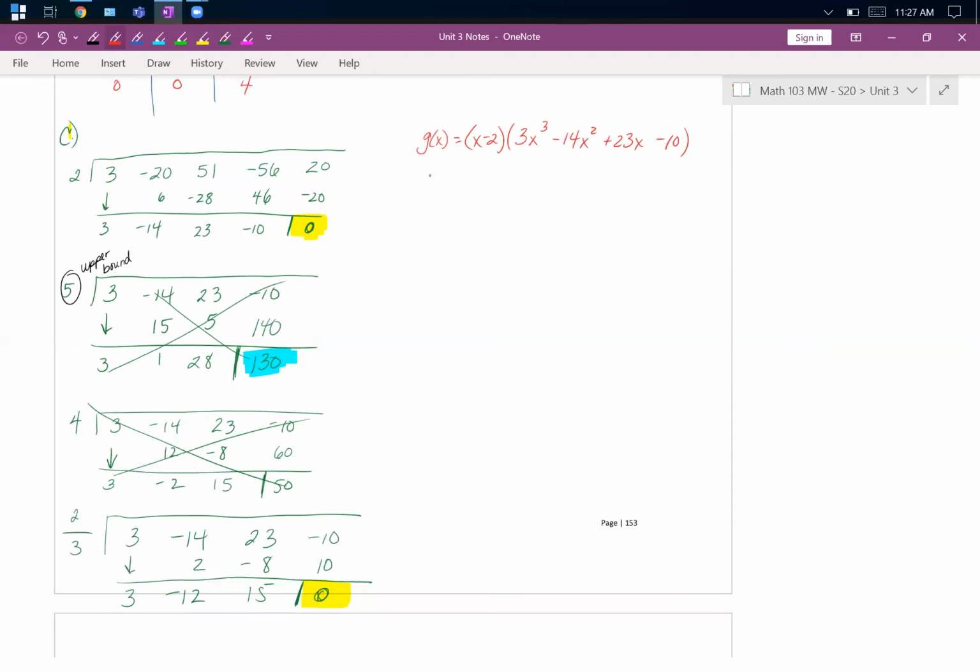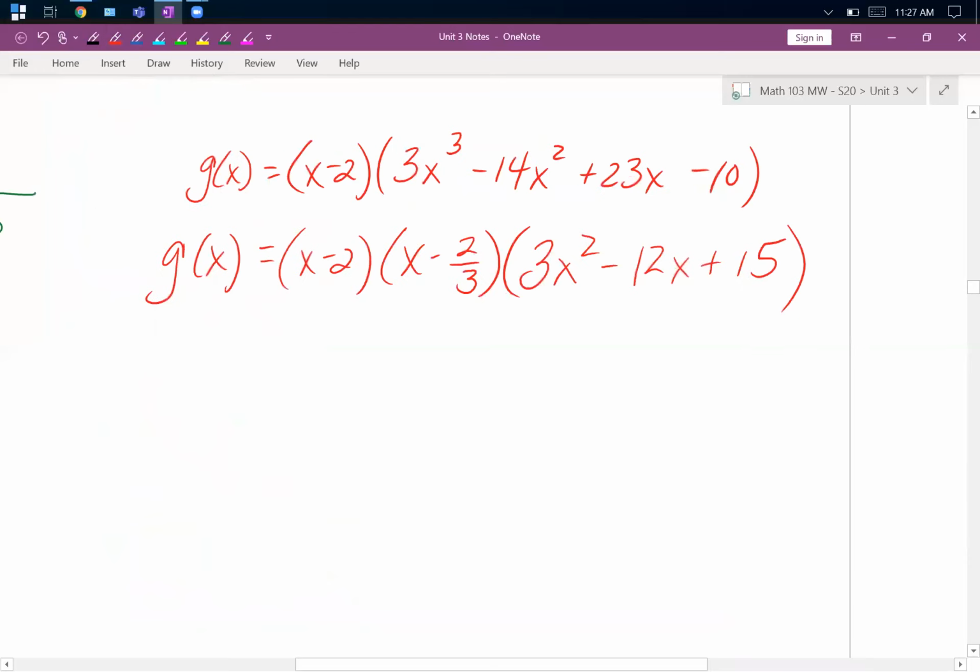All right, so g of x says that we have x minus 2. We just got a zero of 2/3, so that's going to give us a factor of x minus 2/3. Our next factor is going to be quadratic: 3x squared minus 12x plus 15. Once we get down to a quadratic, we do not have to test zeros anymore. We'll be able to factor this by using traditional methods. And if it doesn't factor, we'll use the quadratic formula and then work backwards from the quadratic formula to the zeros.